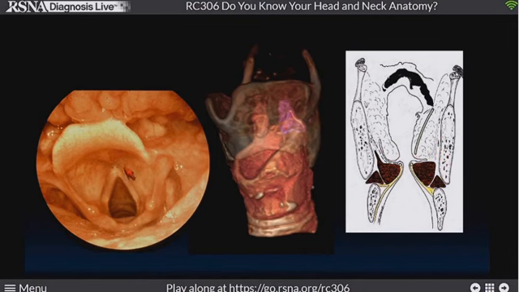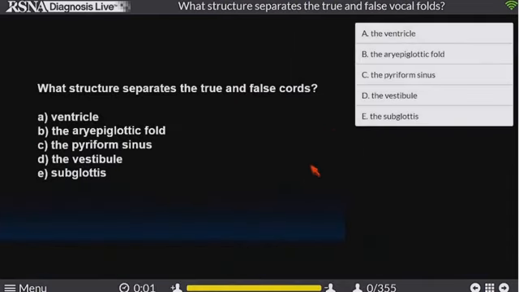But for now, remember false chord and true chord, and the first question is what structure separates the true and false vocal cords? Is it the ventricle, the aryepiglottic fold, the piriform sinus, the vestibule, or the subglottis?